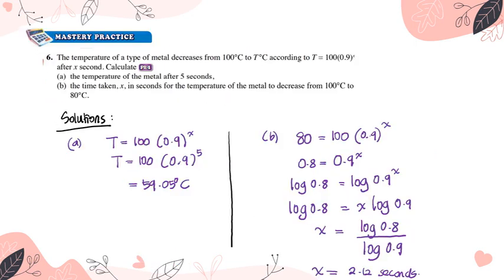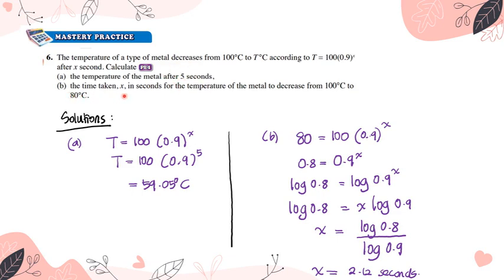Okay, now let's try question 6 from Mastery Practice on page 124. So it says the temperature of a type of metal decreases from 100 degrees Celsius to T degrees Celsius according to T is equal to 100 times 0.9 to the power of x after x seconds. So calculate A, the temperature of the metal after 5 seconds. Okay, means x equal to 5.